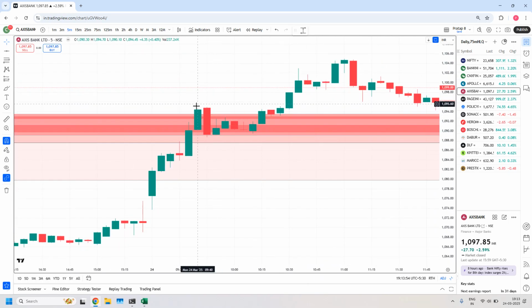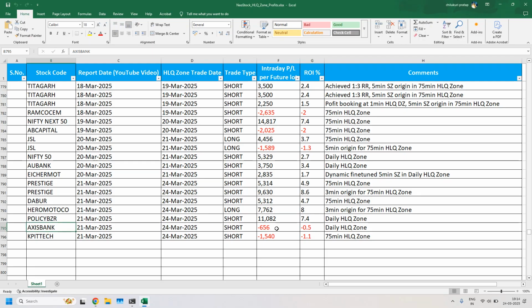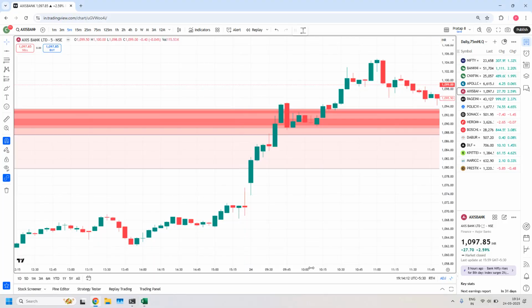So today at morning 9:40, 5 minutes candle, the zone is violated. So that's why Axis Bank has given you 656 rupees loss, which is 0.5%, including the stop buffer. Next, KPI Technologies is another one that is stopped out.